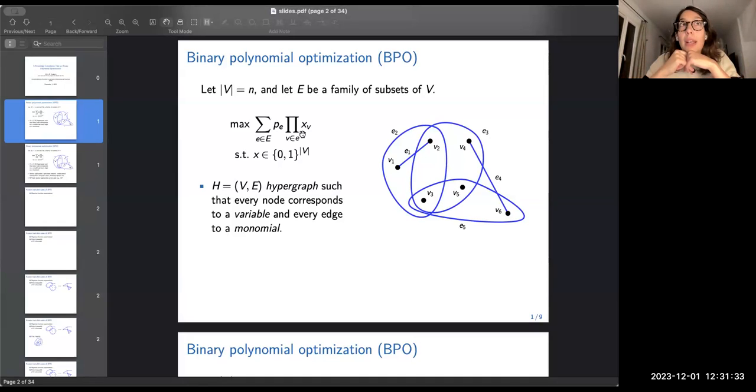So we have YE less than or equal to XB. So basically, if XB is 0, then YE must be 0. And for the other way around, we use the sum of the XB minus YE is less than or equal to the cardinality of E minus 1. So the one that basically puts YE to 1 if all the other ones are 1.